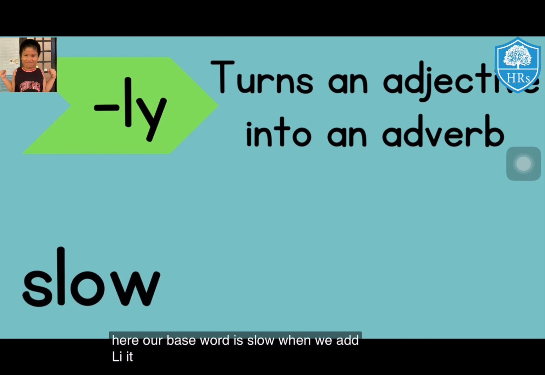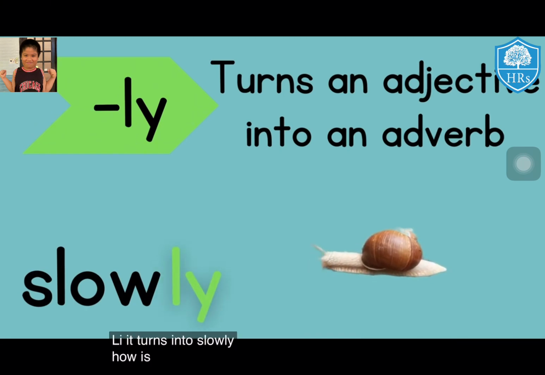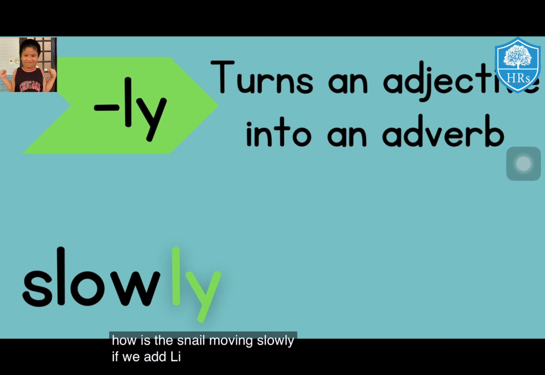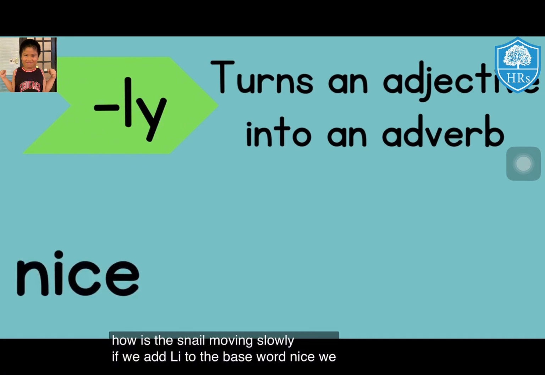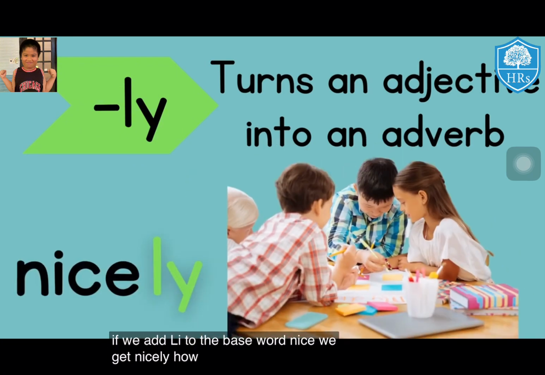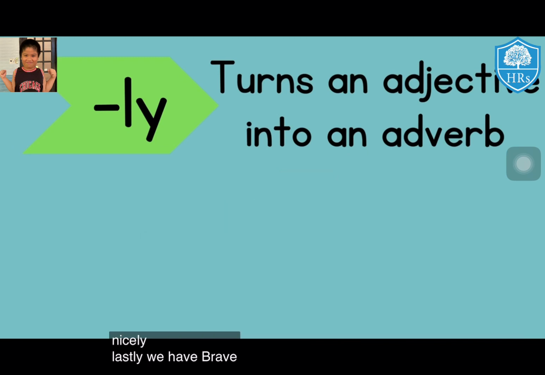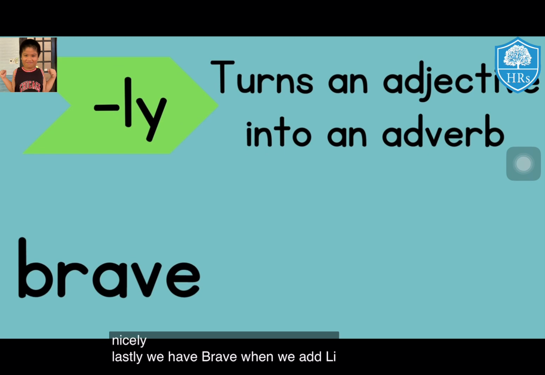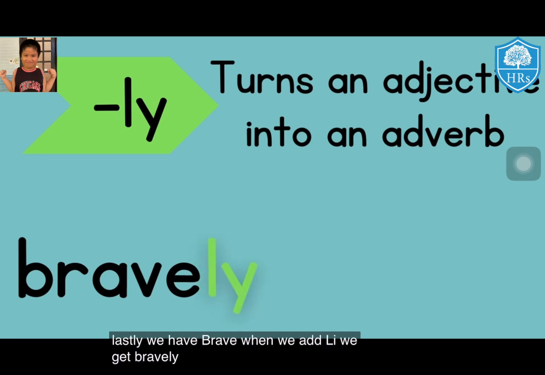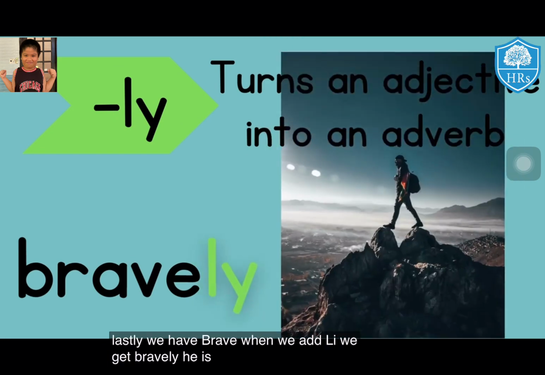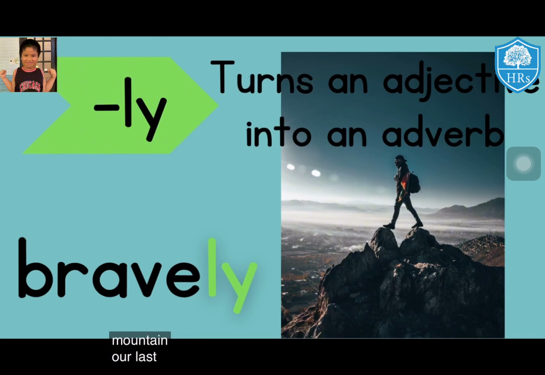Let's look at a few ly words. Here, our base word is slow. When we add ly, it turns into slowly. How is the snail moving? Slowly. If we add ly to the base word nice, we get nicely. How are they working? Nicely. Lastly, we have brave. When we add ly, we get bravely. He is bravely climbing that mountain.